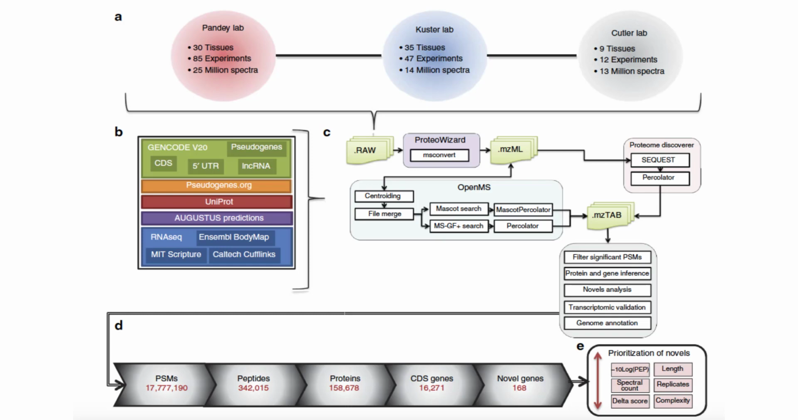That's what GenCode is really shooting for, trying to have very good annotation of human genes. And you're starting out with 17 million peptide spectrum match data.